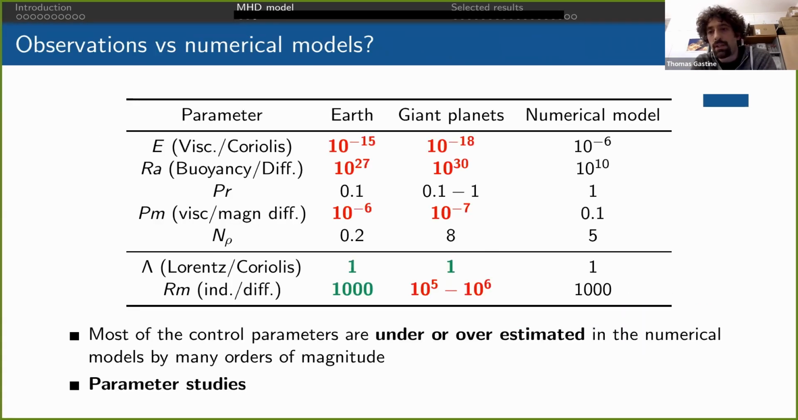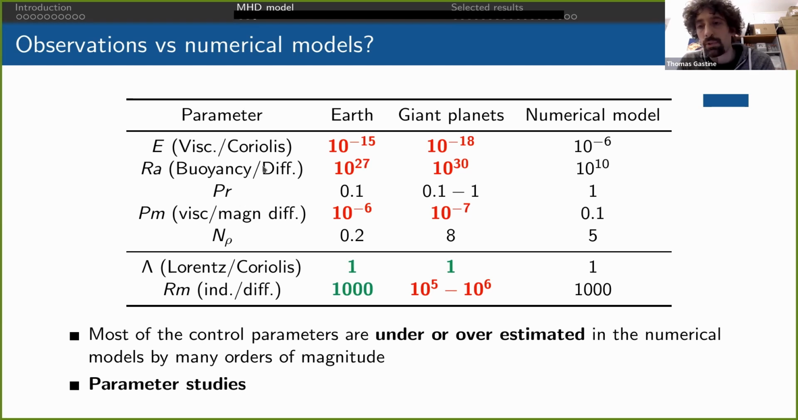The MHD equations are governed by a certain number of dimensionless numbers, and four of them are really important. The first one is the Ekman number, the ratio of viscosity over Coriolis force. If you consider, for instance, the liquid outer core of the Earth or the giant planets' interiors, we are dealing with extremely low viscosity fluids, which have typically the viscosity of liquid water, but they're also subject to rapid rotation. So the Ekman numbers are super tiny, typically 10 to the minus 15 for the Earth's core. In the numerics, because of the limited spatial and temporal resolution, you're bound to use much larger values, typically 10 to the minus 6 here.